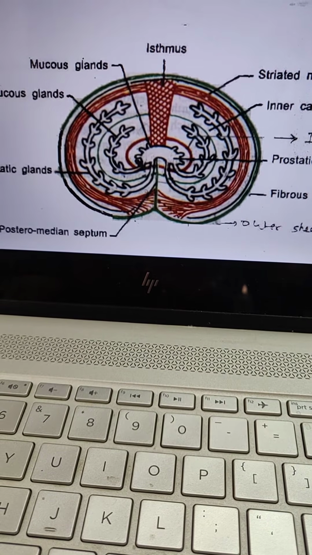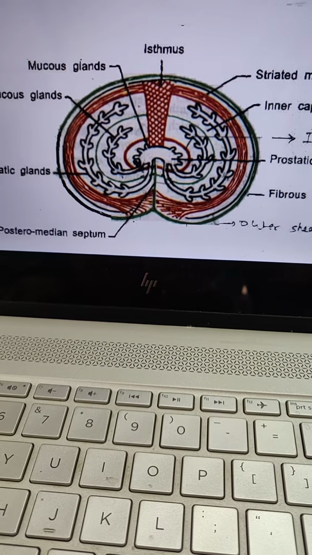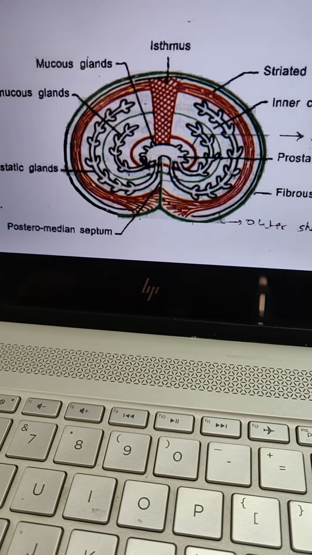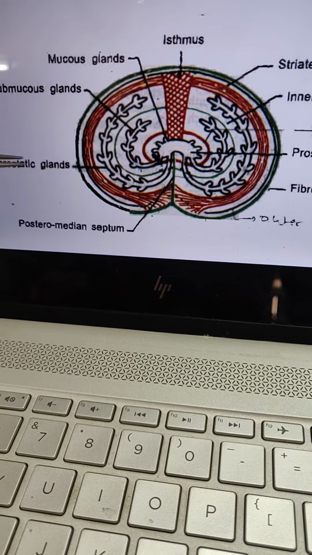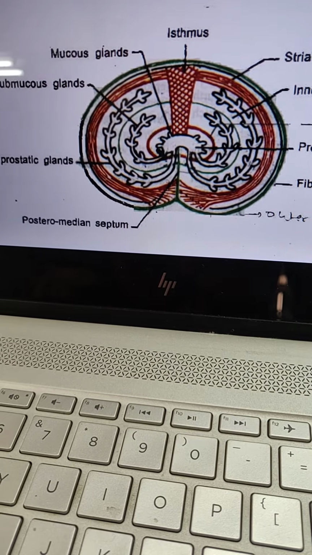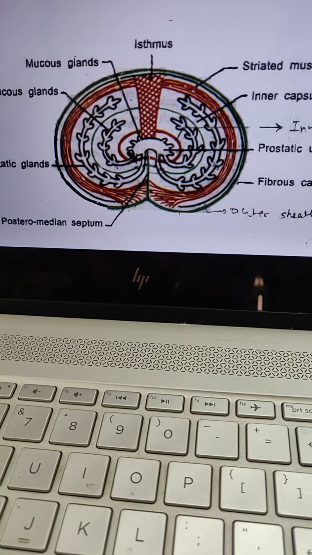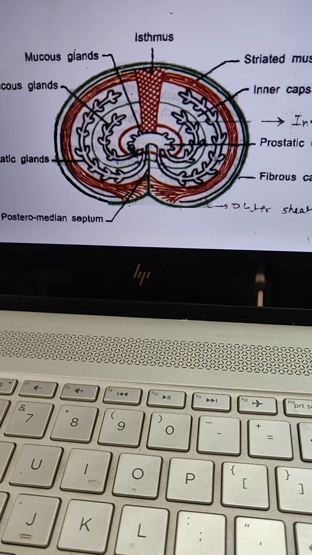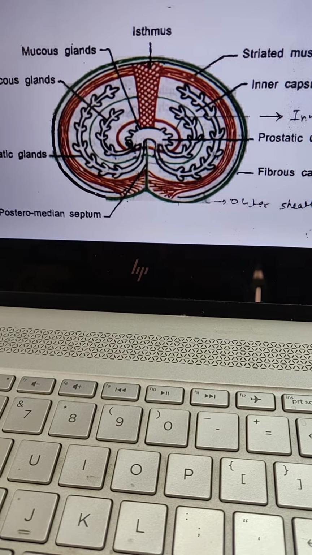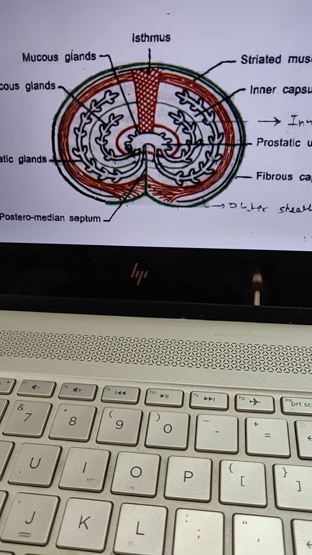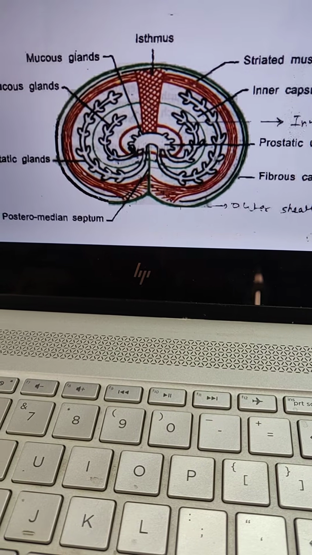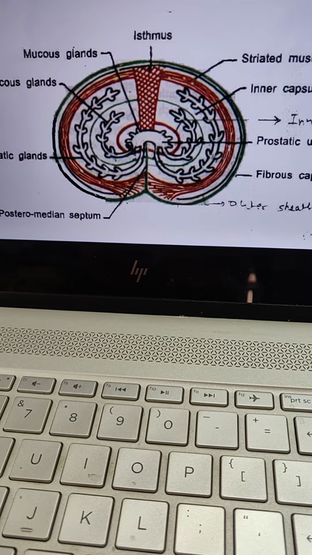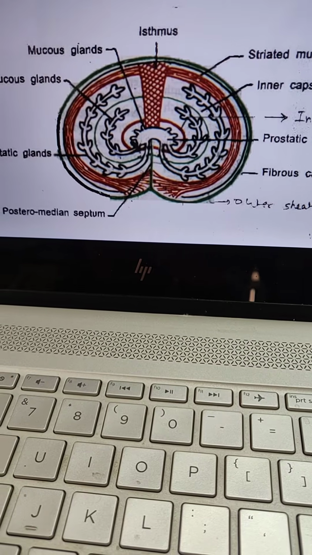And the last one is the outer glands, the outer main prostatic glands, which have numerous follicles and longer ducts which open into the prostatic sinus below the colliculus seminalis. There are nearly 15 to 20 ducts, and they are lined by simple columnar epithelium.